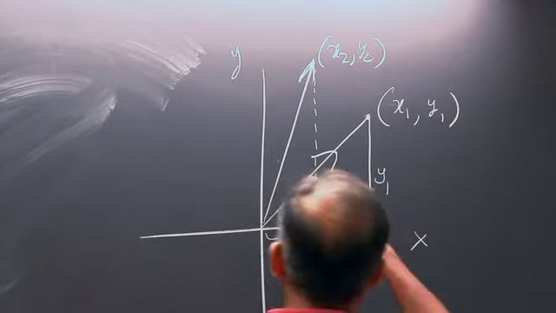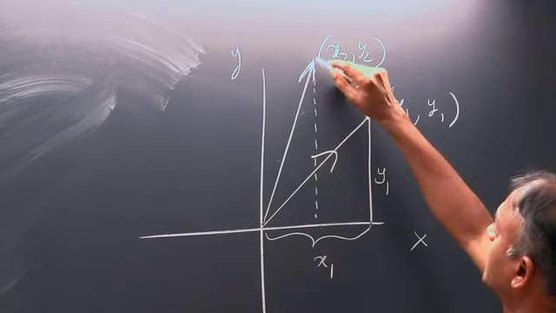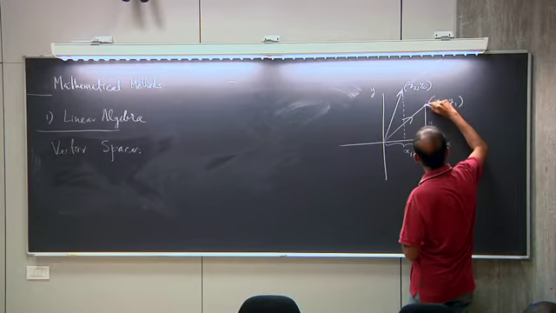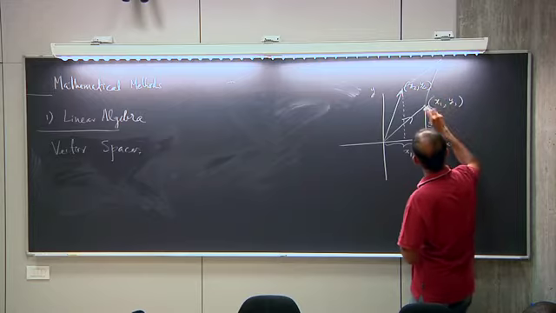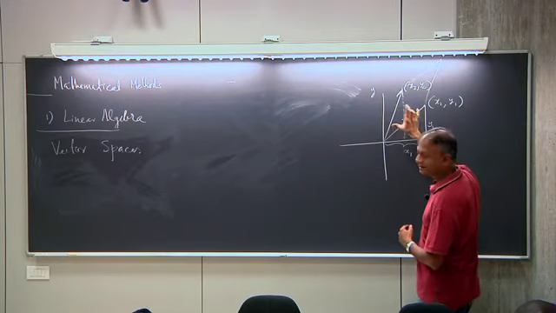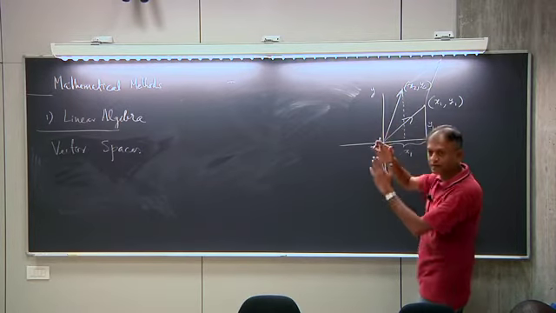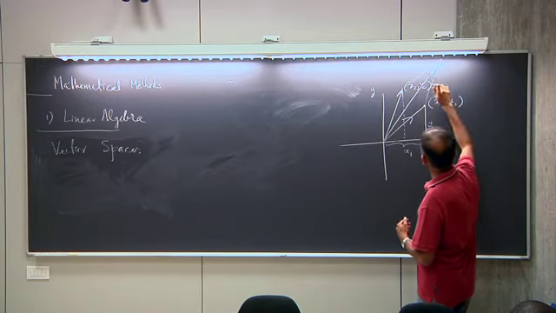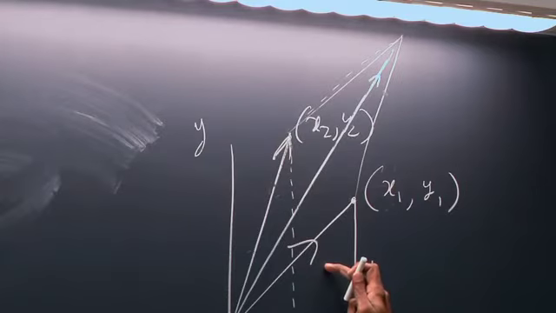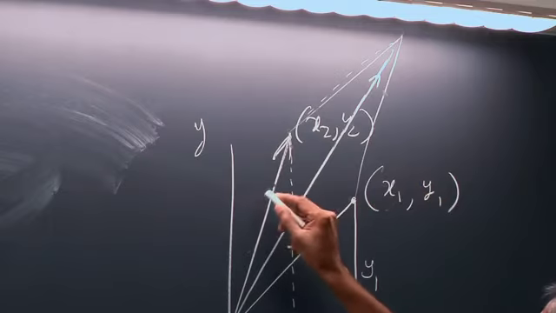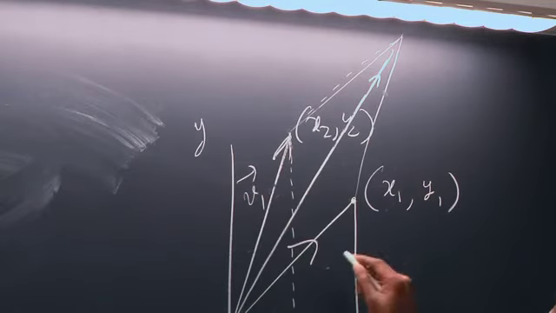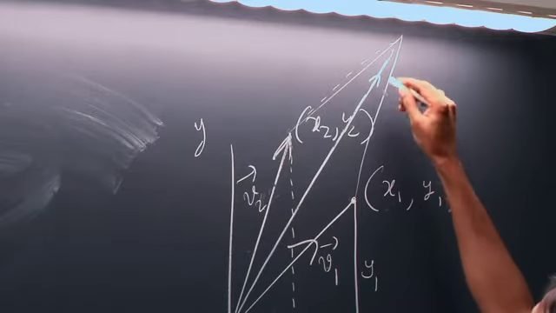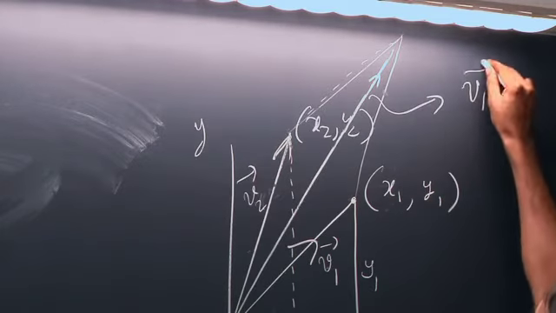And what is the rule to add these vectors? It is simply to take these two vectors and draw a parallelogram, right? Draw a parallelogram. So this line is parallel to that line, and this line is parallel to that line. So this is a parallelogram. And take this diagonal. That is the sum of these two vectors, right? So if I call this vector, let's say v1, and this vector is v2, then this vector is v1 plus v2.